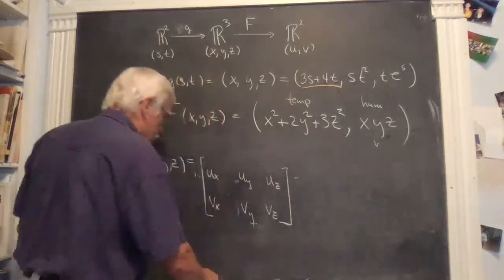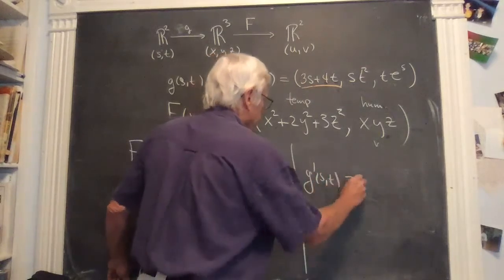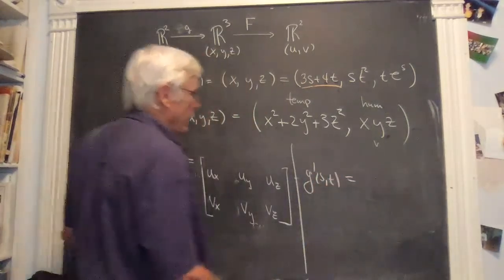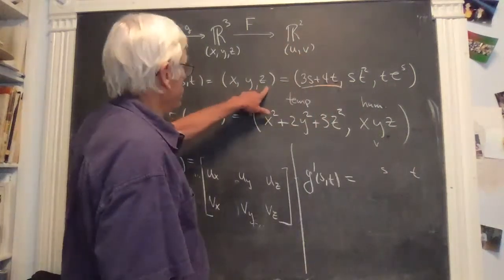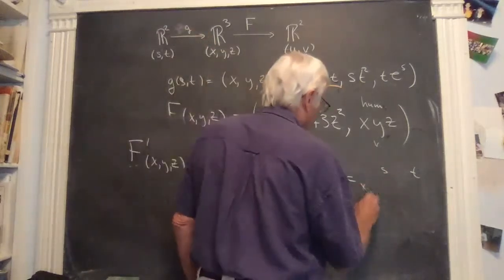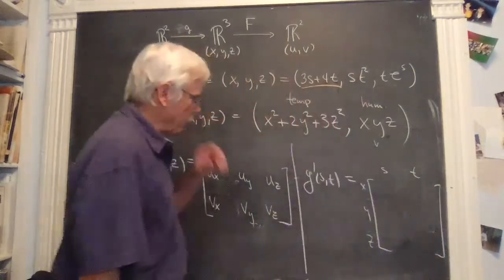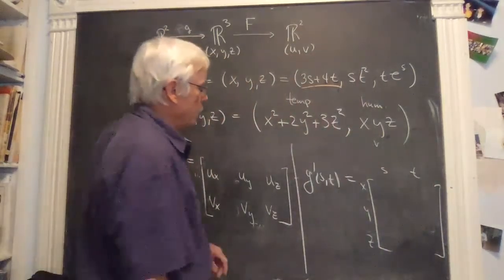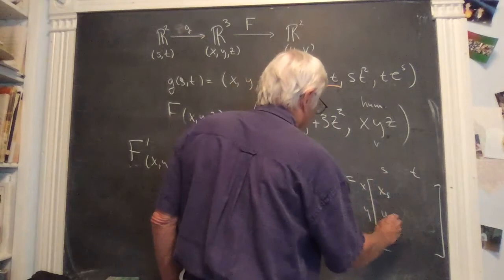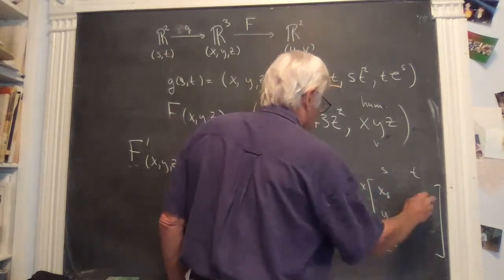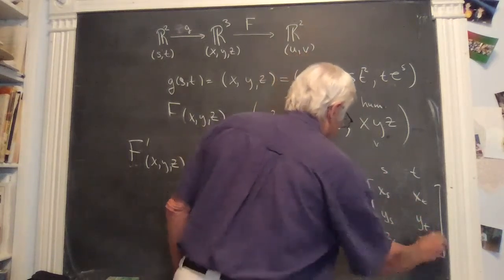And now I'm going to compute g prime of s and t. Here we have two variables, s and t, and we have three formulas, an x, a y, and a z formula. So we're going to have 6 entries. This one will be the derivative of x with respect to s, derivative of y with respect to s, derivative of z with respect to s, x with respect to t, y with respect to t, z with respect to t.